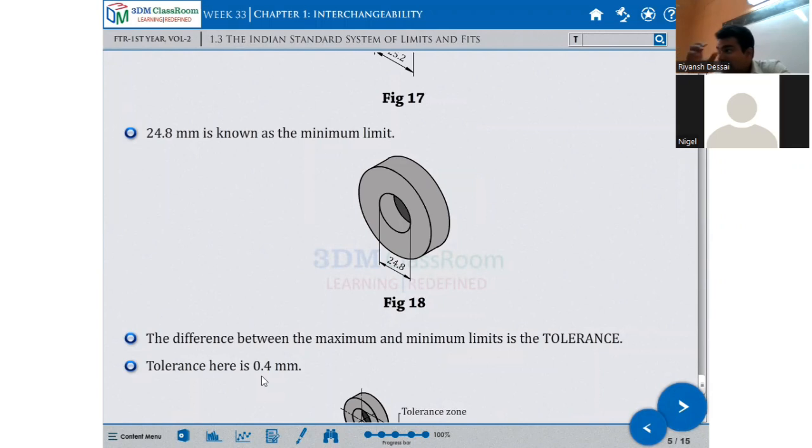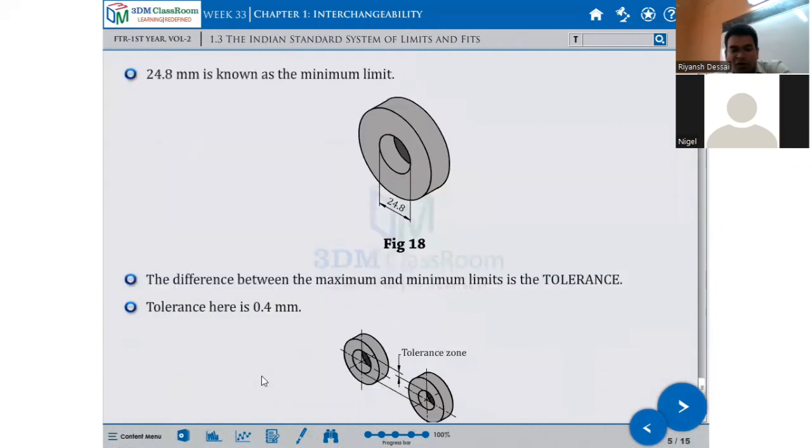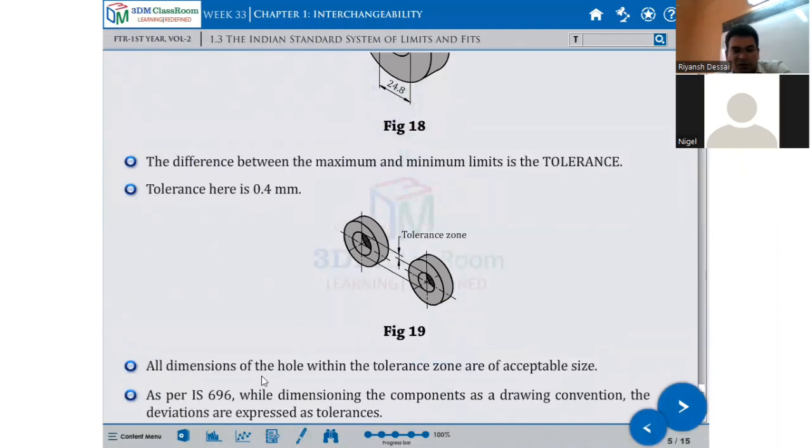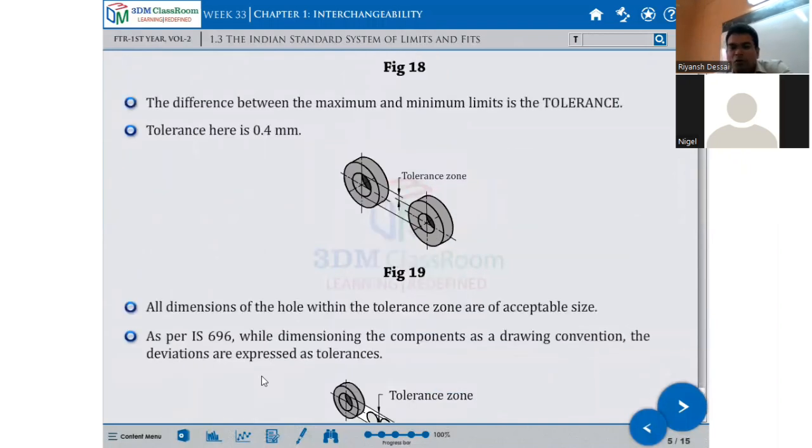To understand the word tolerance, see, how can you measure it? Maximum limit minus minimum limit, you are getting the value for tolerance. Now see, all dimensions of the hole within the tolerance zone are acceptable. Their whole dimension within this zone are acceptable. So this is a tolerance zone.